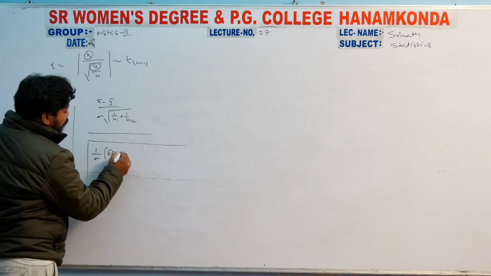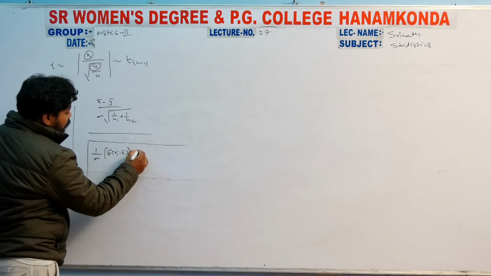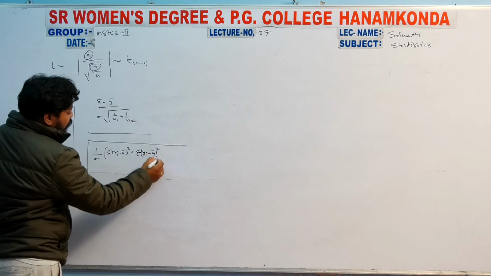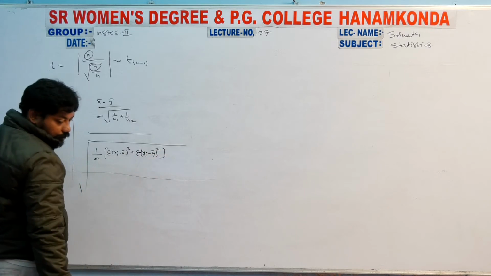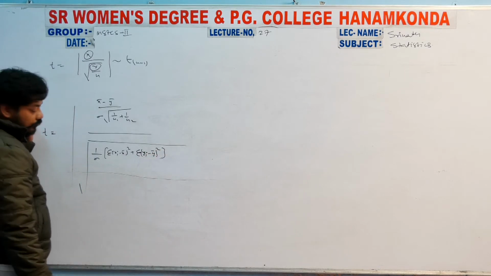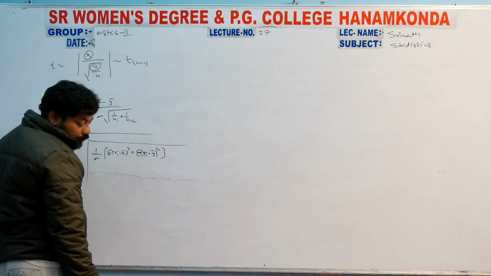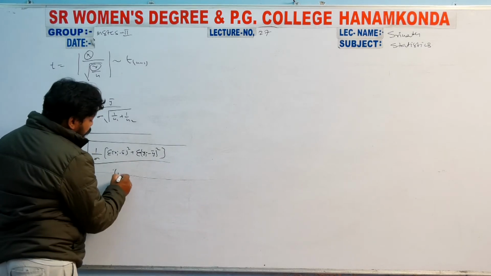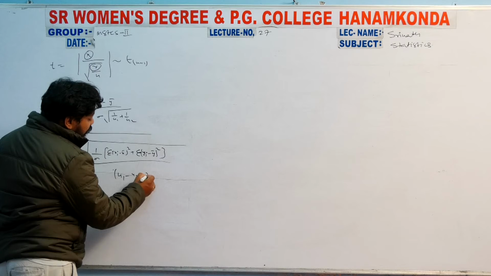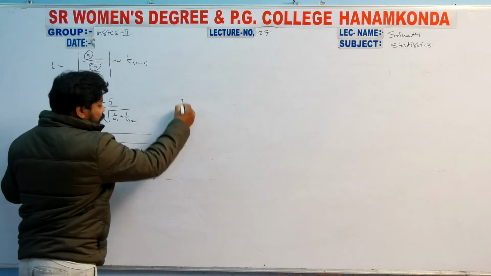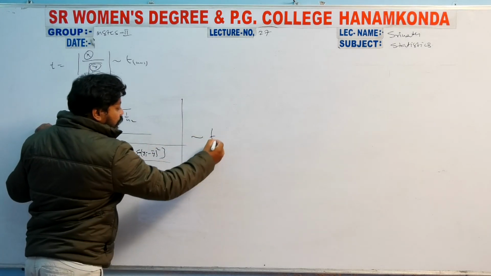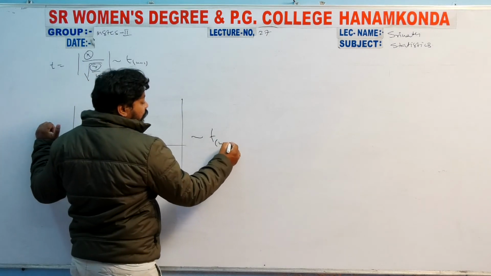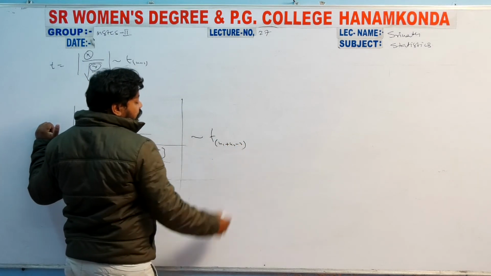Summation xi minus x bar whole square plus summation yi minus y bar whole square, by n1 plus n2 minus 2, follows the t distribution with n1 plus n2 minus 2 degrees of freedom.